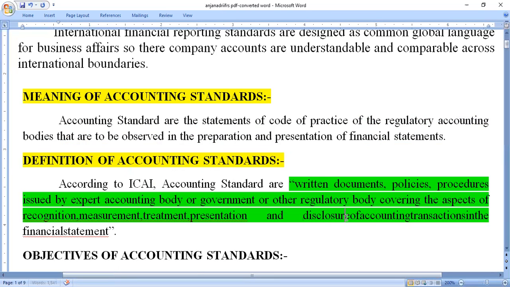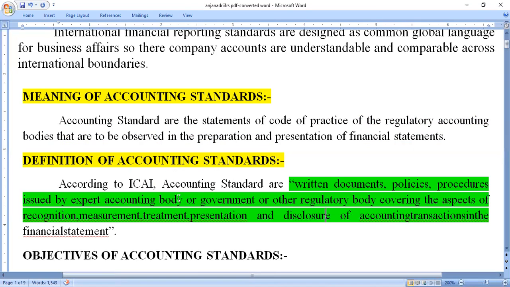So here we have to discuss each and every point, and keep each and every point in mind. This definition is given by the ICAI.